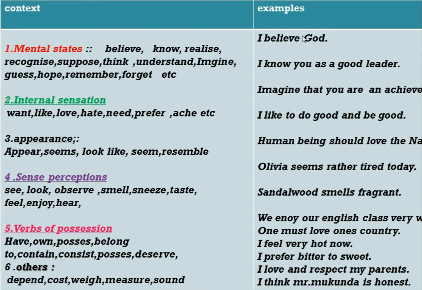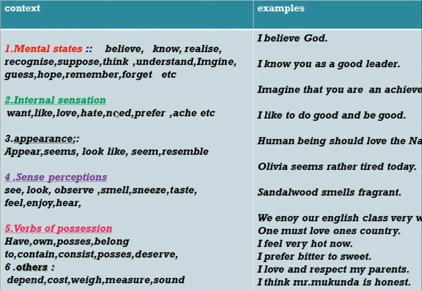So, I believe God. This is our belief. So I believe God. We cannot say I am believing God. Similarly, I know you as a good leader. Imagine that you are an achiever. I remember you, I remember this matter. We cannot say I am remembering this matter. So these words can be used in simple present or any other tenses except continuous.